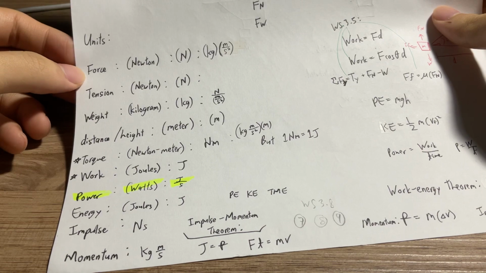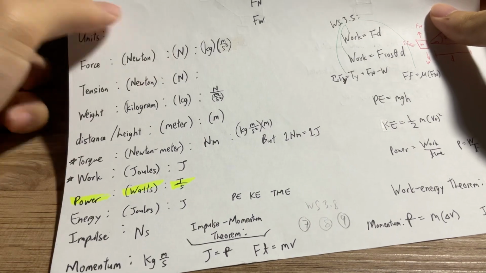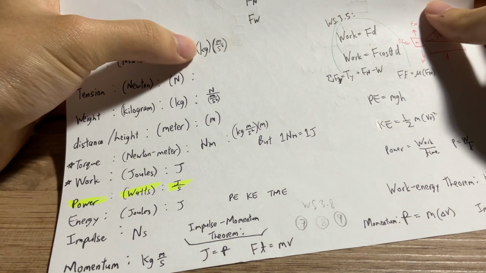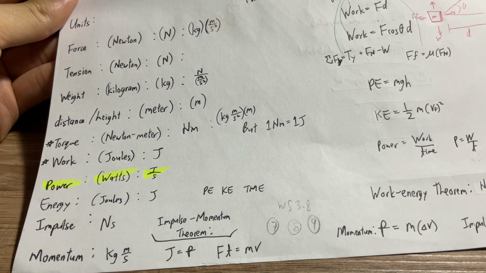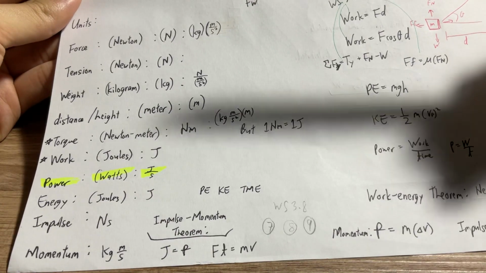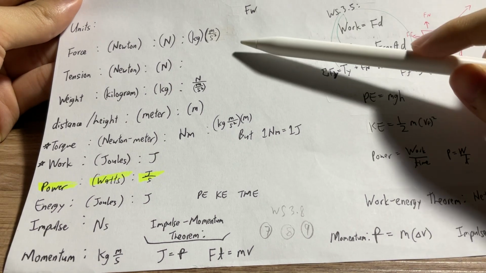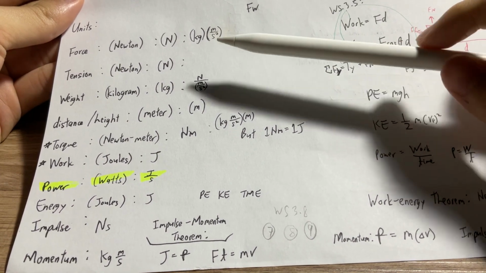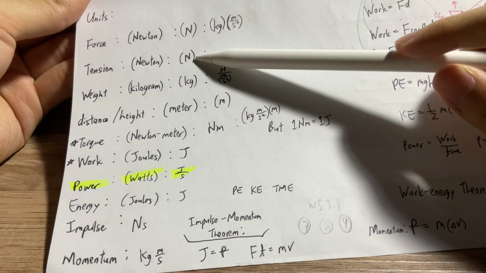So force, the unit is in Newton. So N, which can also be written as kilograms times meters per second squared. I've always stated this in the previous videos. So Newton is always going to be kilograms times meters per second squared. For tension, it's also in newtons.